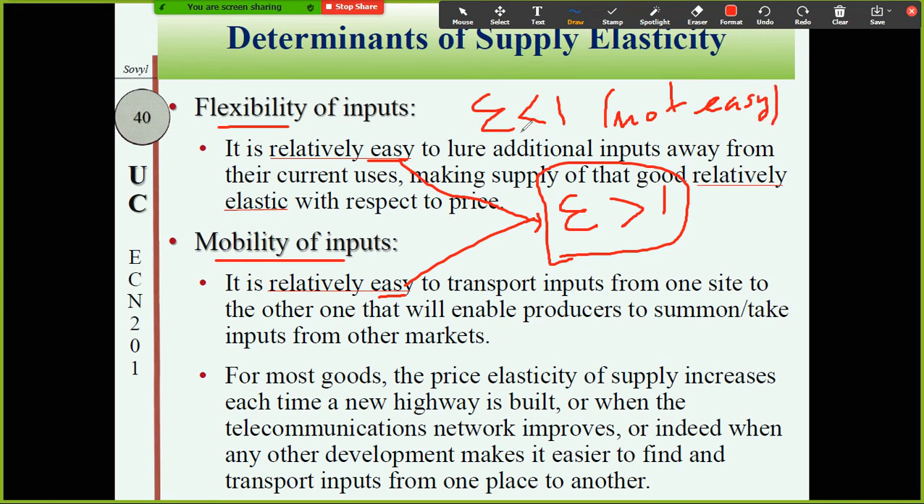Not easy, less than 1. For most goods, the price elasticity of supply increases each time a new highway is built, or when the telecommunication network improves, or indeed when any other development makes it easy to find and transport inputs from place to place. Highway built, or maybe airport built, or maybe seaport built, train station or railway built. So transportation will be easy.